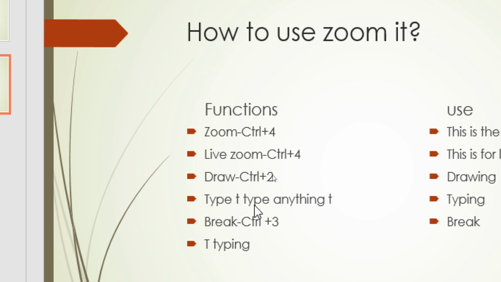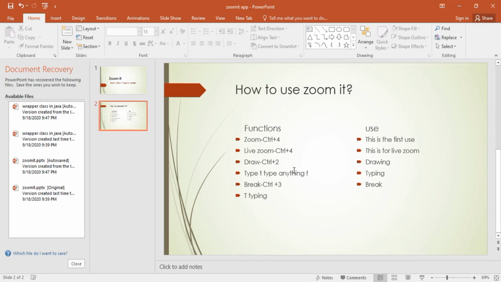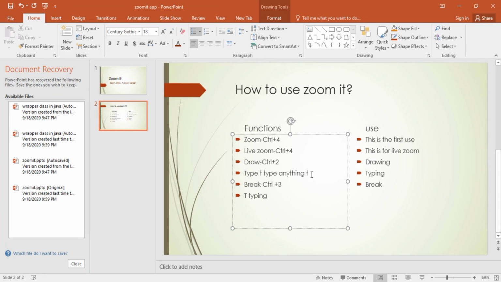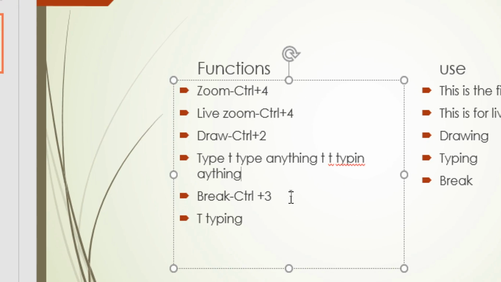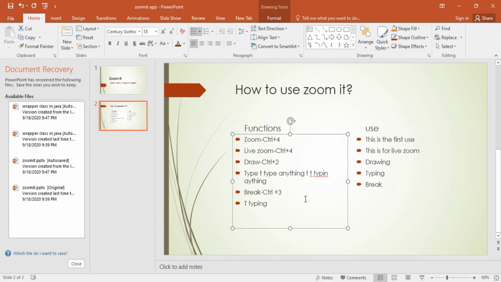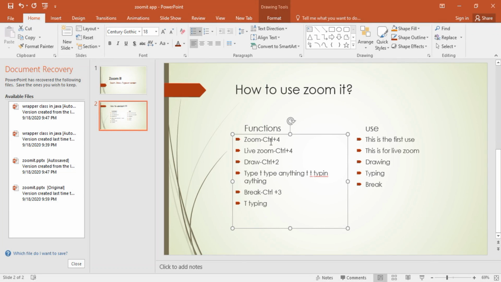Then the next thing is that if you want to type anything, you have to enter into the typing mode. So press T and type anything. Now if you want to take a break in between the sessions, you can use the timer using the break. So you have to use Control plus 3. So I am going to use Control plus 3 and the timer appears here. You can press Escape and go back.